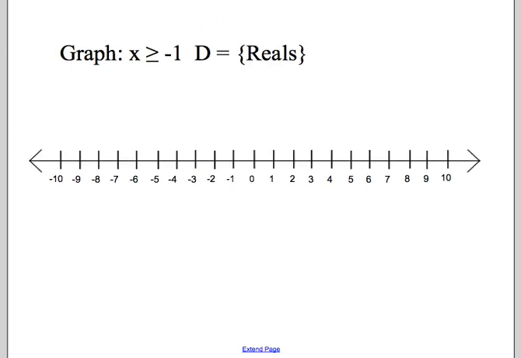Okay, graph x is greater than or equal to -1, and the domain is the real numbers. So greater than or equal to would be a solid point on -1, and the values greater than that with real numbers. Are the real numbers any number, or do we have to find some certain thing? Any number, so just like normal. Okay, no big deal on that.